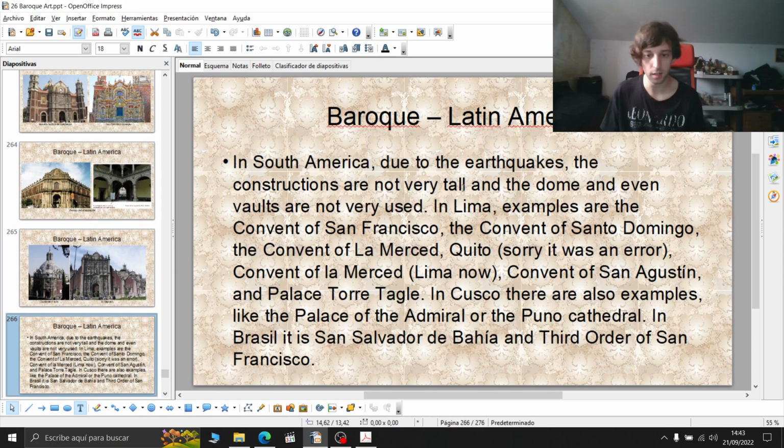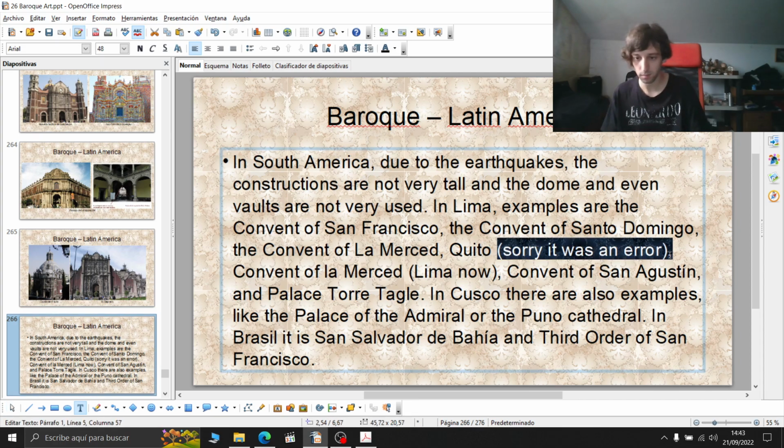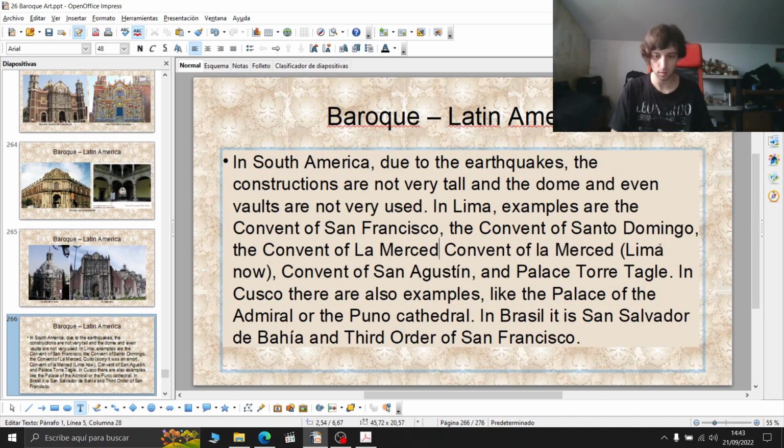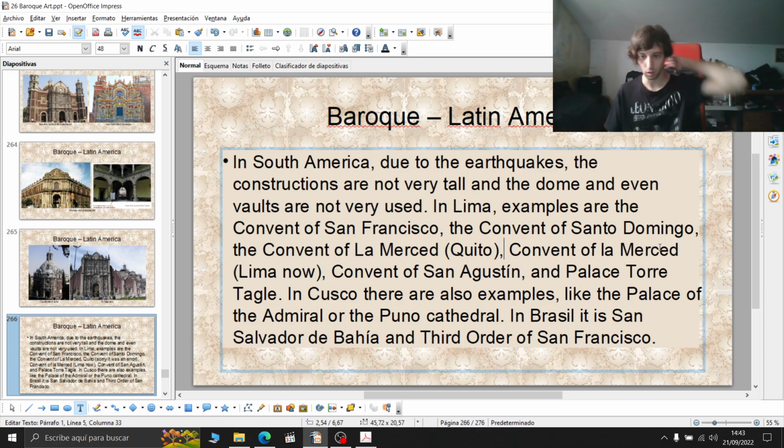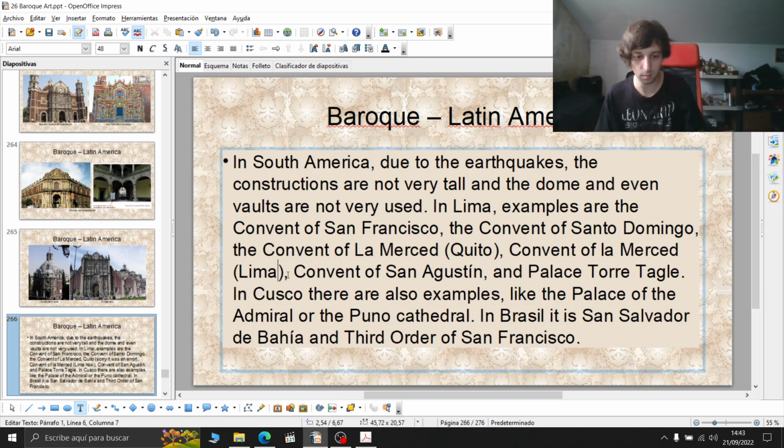In South America, due to the earthquakes, the constructions are not very tall and the dome and even the balls are not very used. In Lima, examples are the Convent of San Francisco, the Convent of Santo Domingo, the Convent of La Merced in Quito. Convent of La Merced in Lima, Convent of San Agustin, and Palace Torre Tagle. In Cusco, there are also examples like the Palace of the Admiral or the Puno Cathedral.